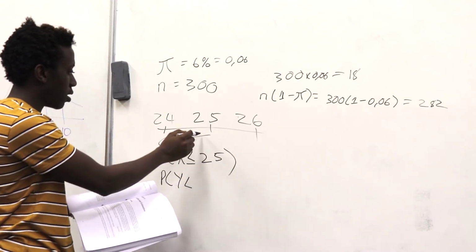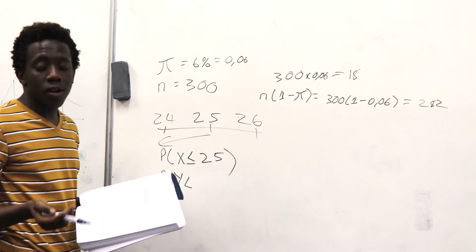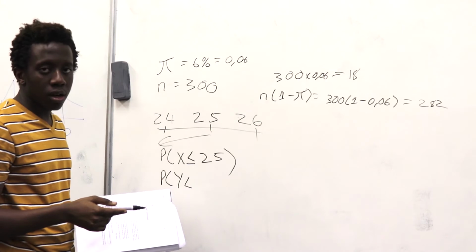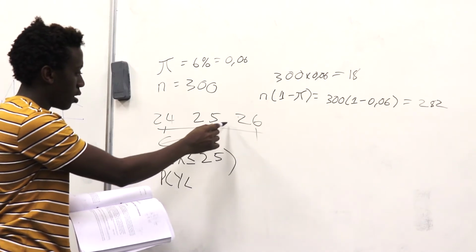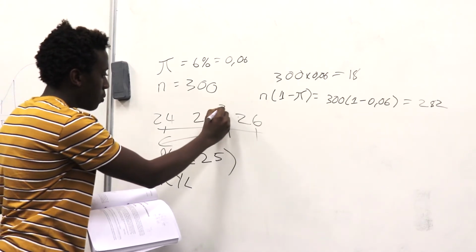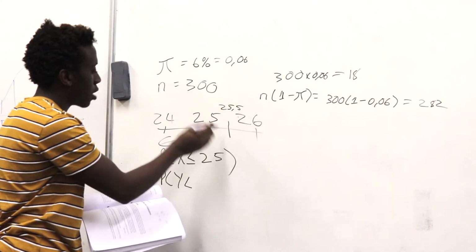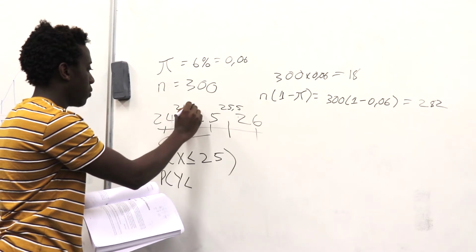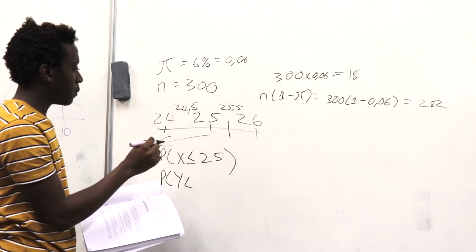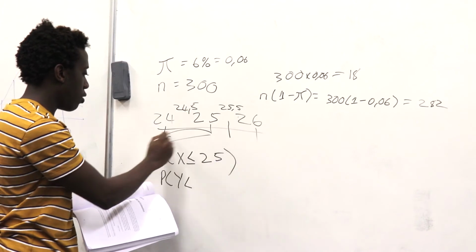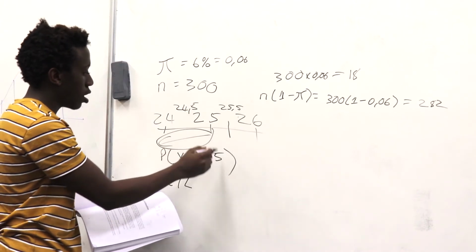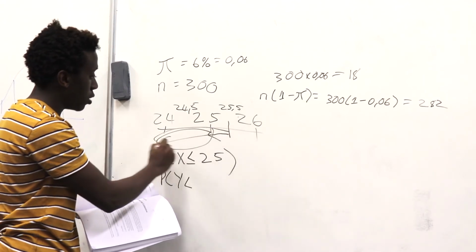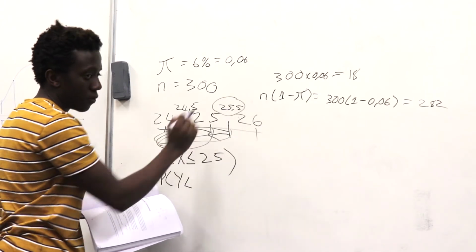Now if we go back to the number line, to determine whether we're going to add 0.5 or minus 0.5, we have to look at what we're trying to include over here. If we added 0.5 over here, then we get 25.5. And if we subtracted 0.5, then we're going to get 24.5. We're trying to get everything that's over here, so we're going to have to add 0.5 over here, which is going to include everything. So we're going to use 25.5.